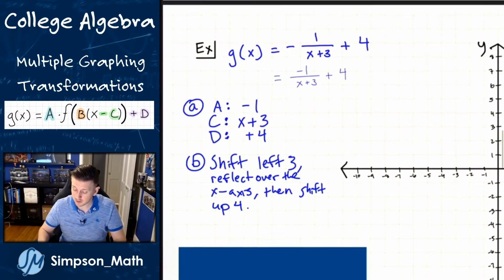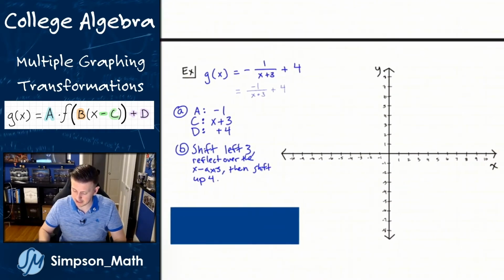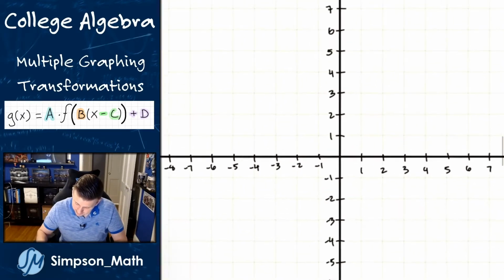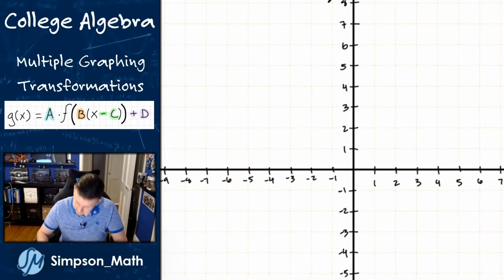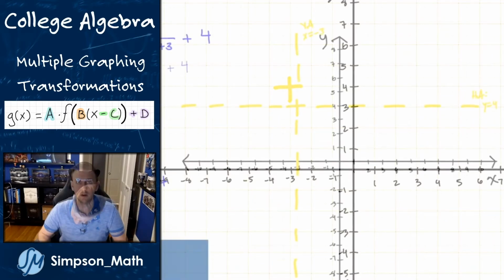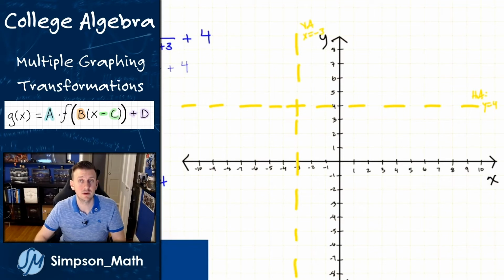All right, so now let's go ahead and graph this. Again, I can just do this quickly because I just did it a second ago. I'm going to shift left 3, up 4, and put my plus. And then that's my origin. And then I'm going to graph my asymptotes. All right, so I graphed my asymptotes and labeled them.